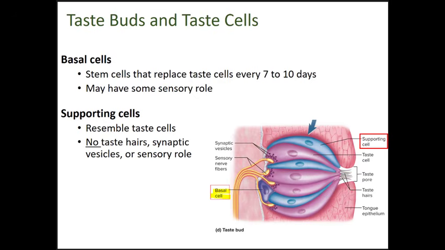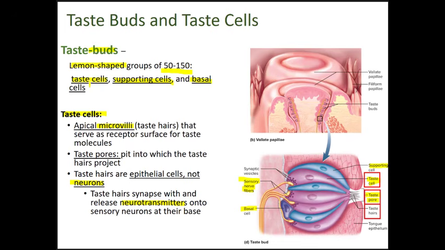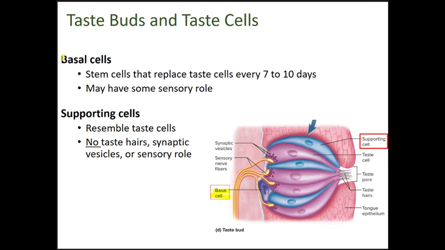Now, we also mentioned basal cells, so let's actually go back for a moment. I said that taste buds are made up of taste cells, which we just spoke about, and supporting cells and basal cells. So let's have a look at the basal cells and supporting cells now. The basal cells are the stem cells, and these are going to replace cells every 7 to 10 days, which is quite interesting. So any taste cells that have died can be replaced every 7 to 10 days. And they may have a sensory role as well, just because of their location and proximity and the synapses that have been identified with the sensory nerve fibers.